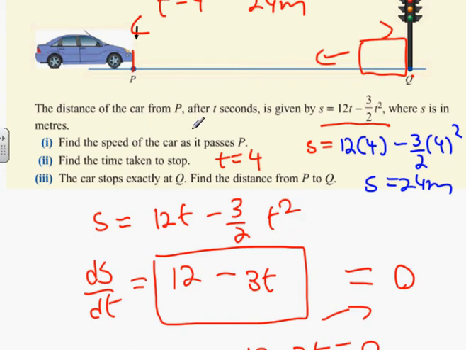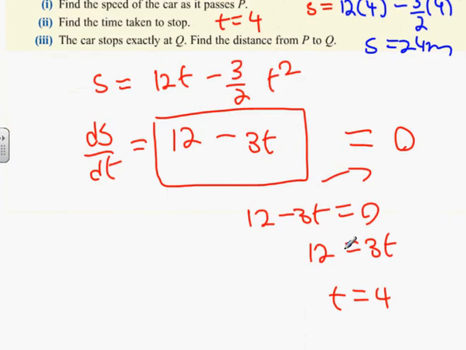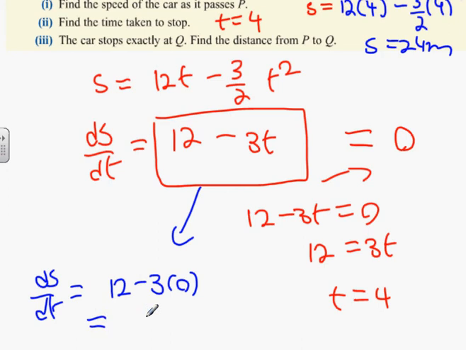The speed of the car as it passes P. When you pass P, what is the time? At the very beginning of the question, what's the time? 0. What's the speed equation? 12 minus 3t. So replace t with, anybody? 0. 12 minus 3 times 0? 12. 12 meters per second.